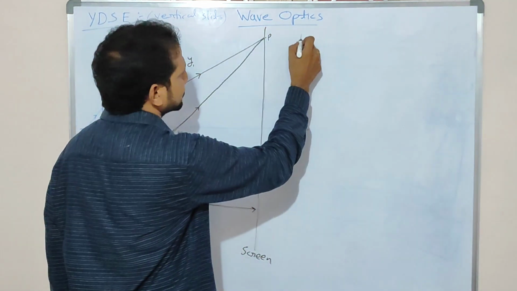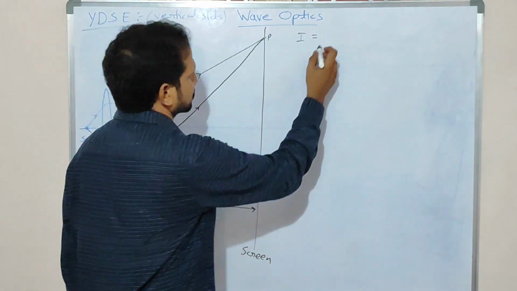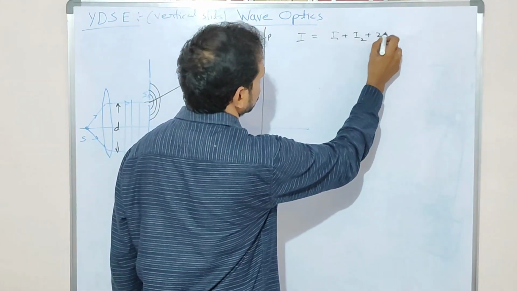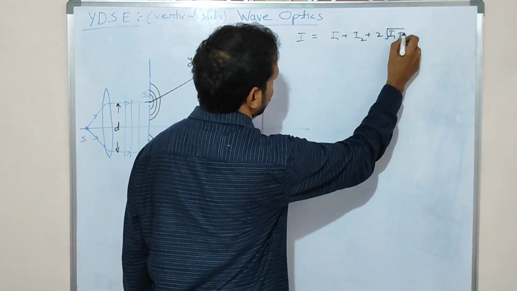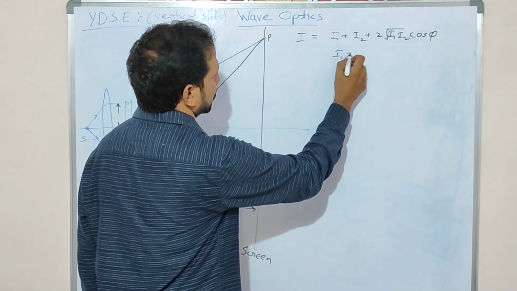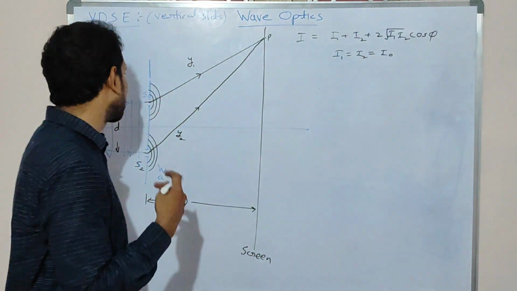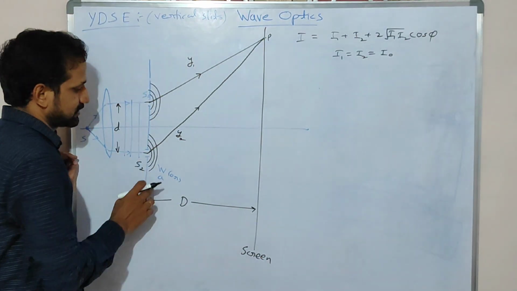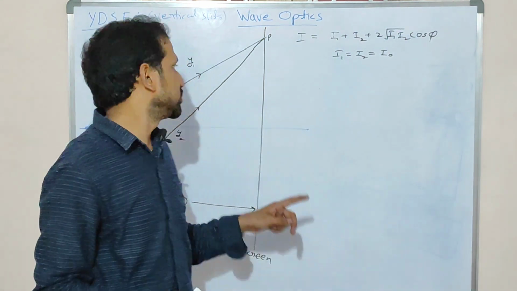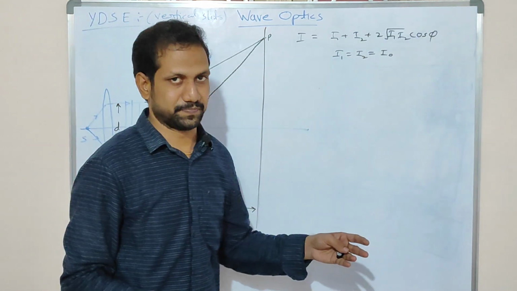Generally, the intensity of coherent waves, the intensity distribution formula I just discussed, is I1 plus I2 plus 2 root I1 I2 cos phi. And if you consider I1 and I2 to be the same, that is I0, because the slit widths are the same. If the width of the slit is the same, then the amplitude of each wave is also the same. If the amplitude is the same, then the intensity will be the same.